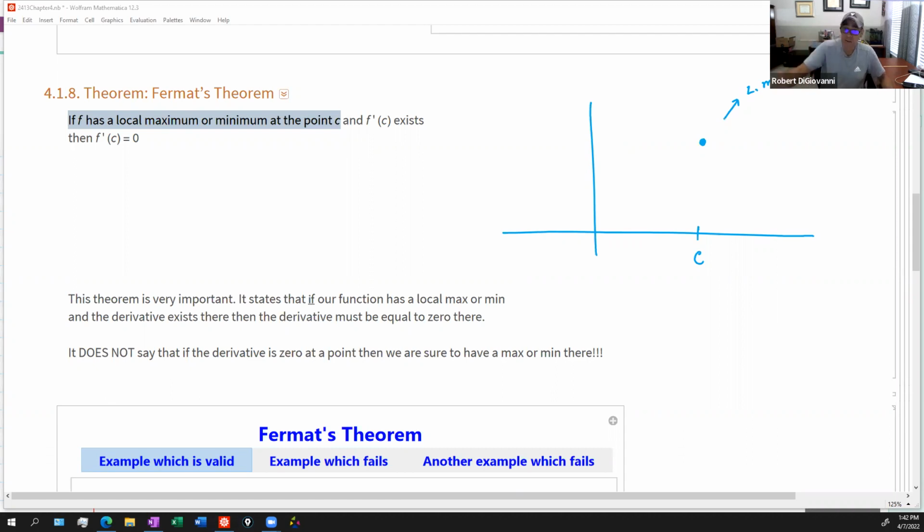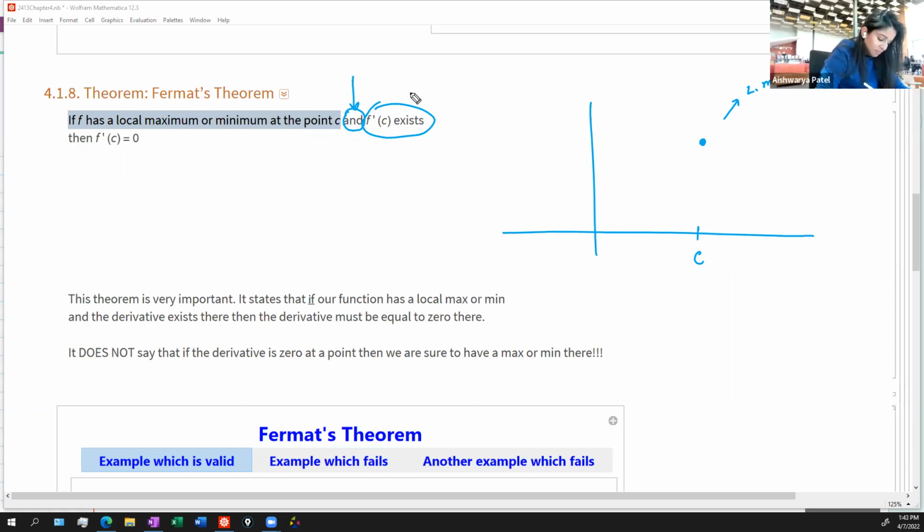So the theorem says, let's say we have that, okay? That's the first thing. And this is so critical. And the derivative exists at that point. What does it mean for me to say the derivative exists? And you know what, Ash just brought this up a second ago. There are places where derivatives don't exist. Where do derivatives fail to exist? Cusps and corners, asymptotes, and jump, open points.